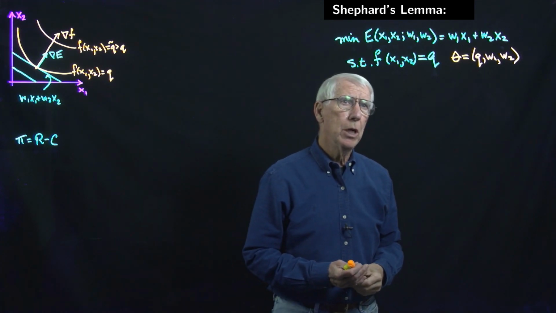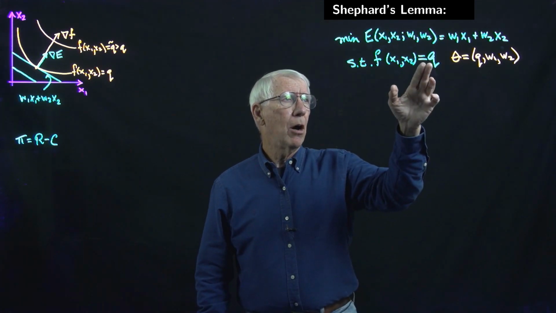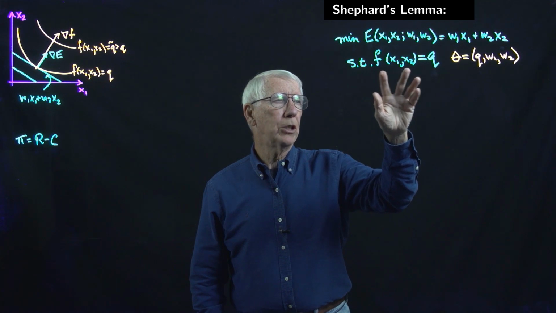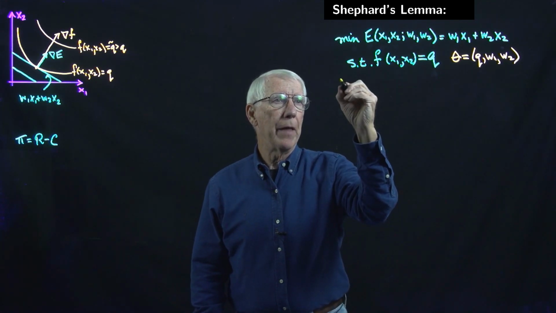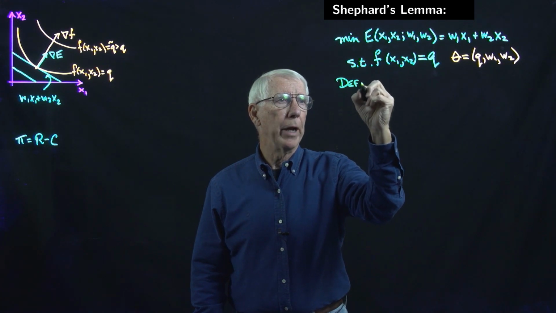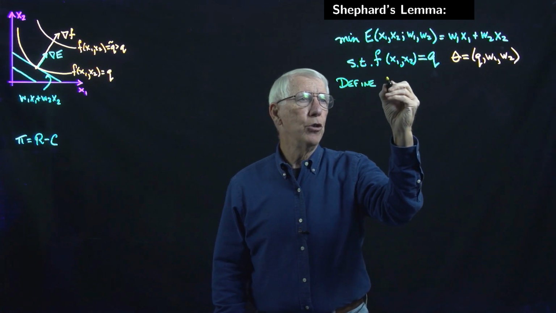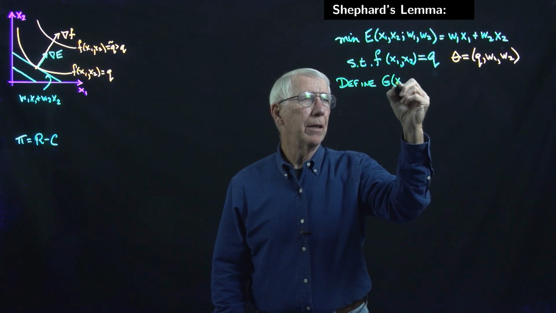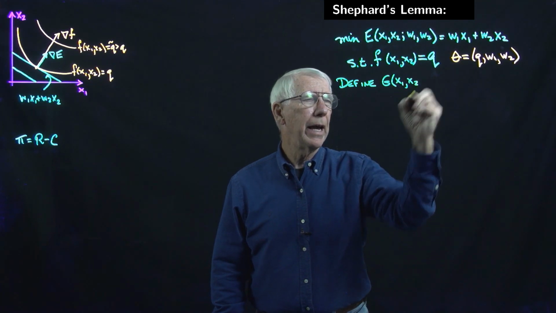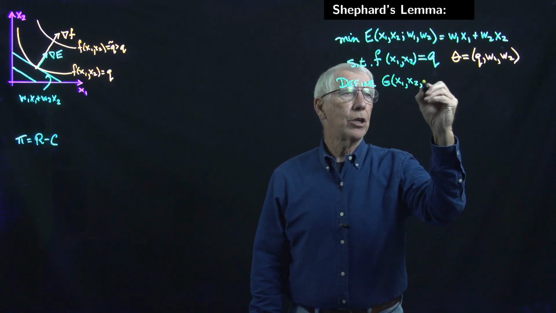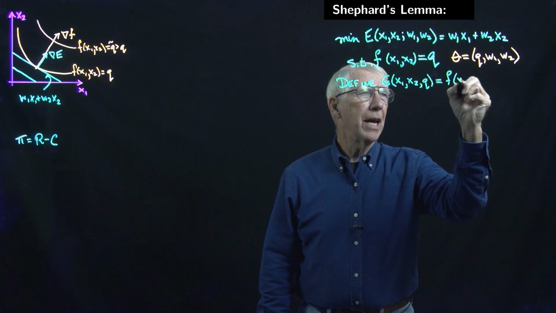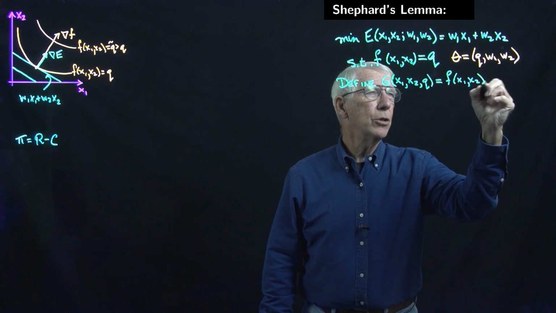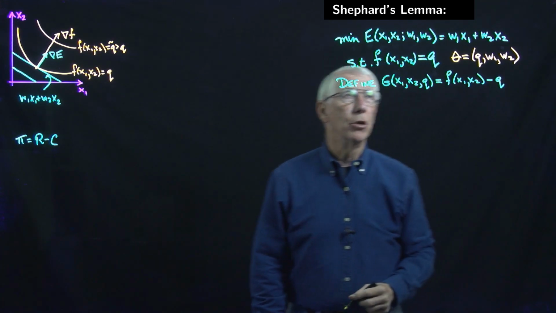Okay, so what I want to do first is I want to get all the variables and parameters in one function on one side of my constraint equation. So I think we've done that once or twice before already. I'm going to define a new function. I'll call it g of x1, x2, and q, let's say, and that's going to be just f of x1, x2 minus q.